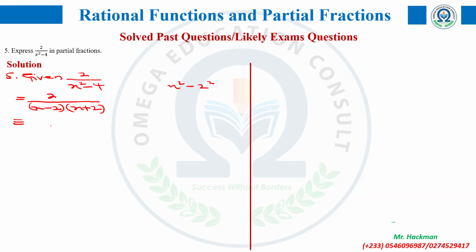So say it will be A on x minus 2, plus B on x plus 2. Perfect. Okay, so at this point, the next step is to combine into a single fraction, equate numerators, do your substitution, then you are good to go.